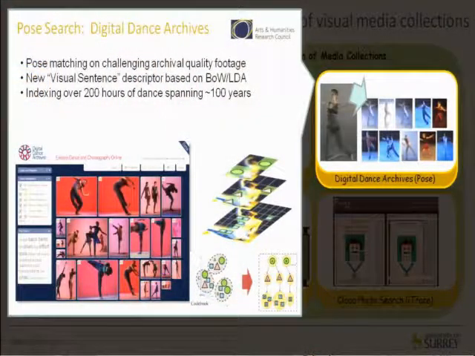Another type of visual collection we've looked at is dance. We've got some work under review at the moment looking at a new form of descriptor for matching pose in photos of dance and also videos of dance. And this is able to work over very low resolution archival quality footage. This has also got a benefit beyond computer vision, where we've digitized a lot of dance collections and put them online for the community, and we've got a web demo of this technology.